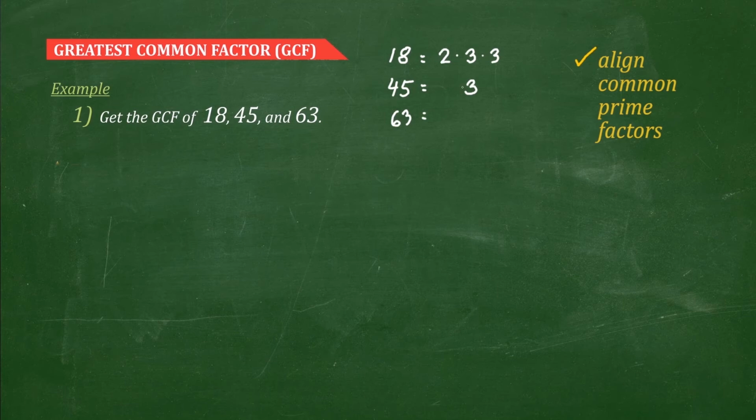45 divided by 3 is 15. 15 is divisible by 3. Again, write 3 here, aligned with the 3 on top. 15 divided by 3 is 5, which is already prime. Therefore, write 5, but on a separate column this time. So, for 45, we have the factors 3, 3, and 5.